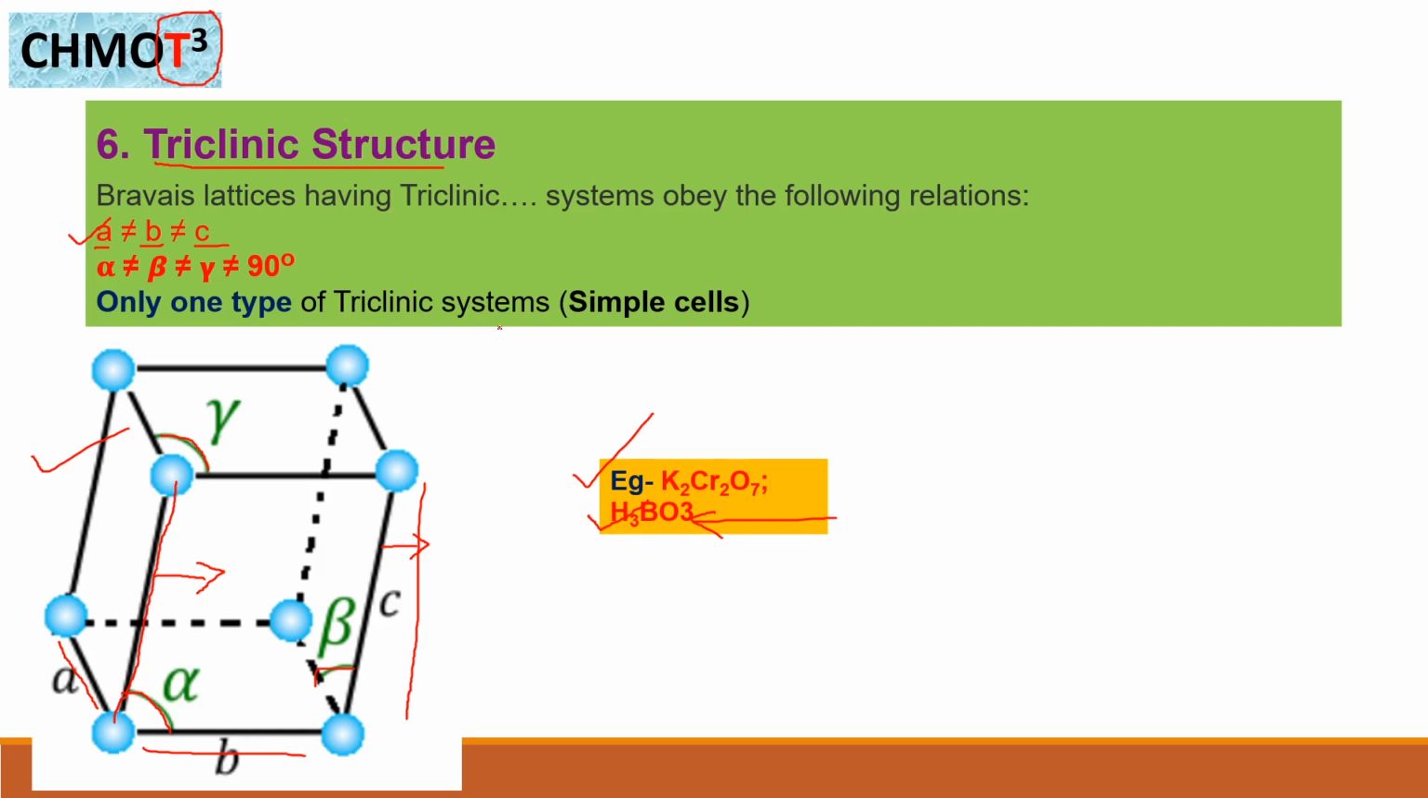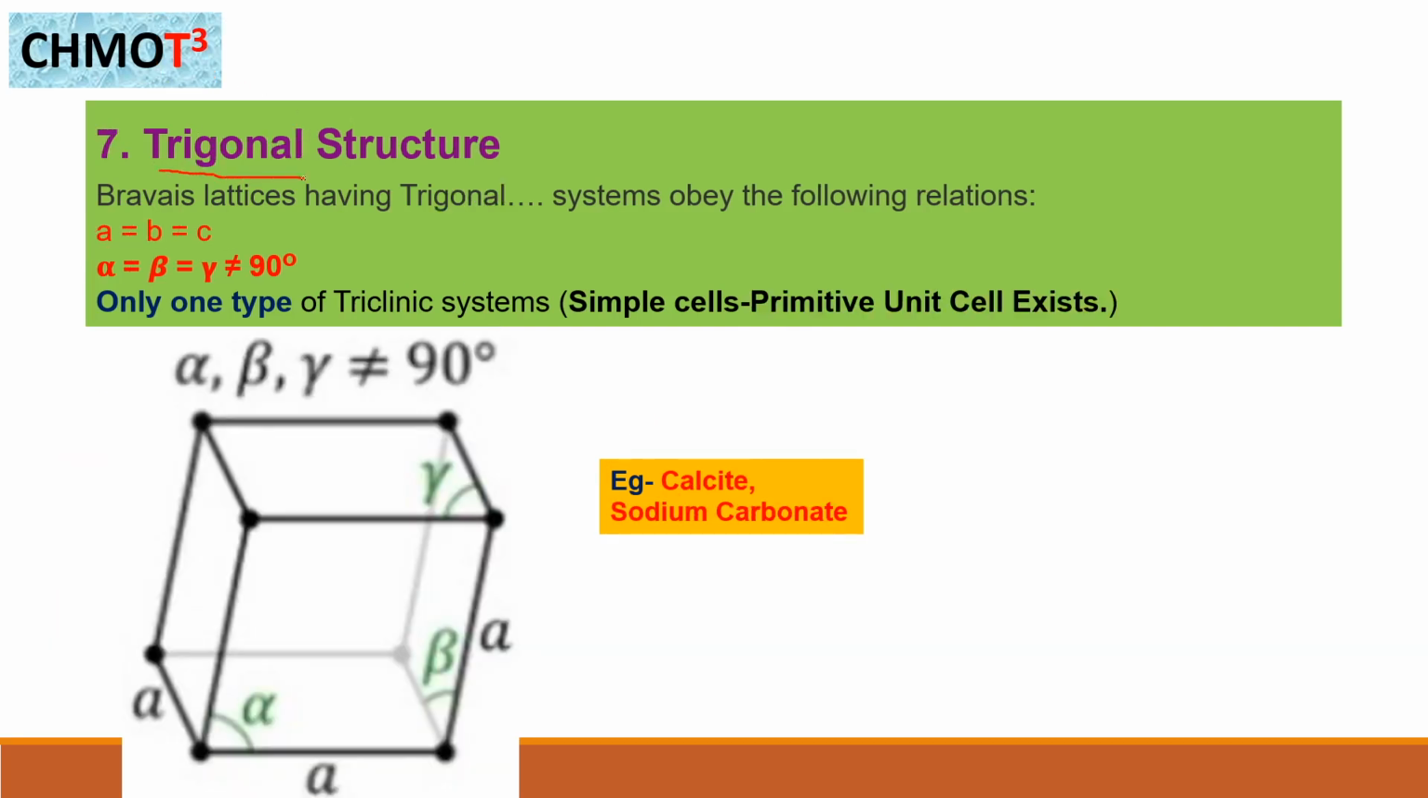Now let us look at the seventh type, that is the last type, trigonal structure. The Bravais lattice having trigonal structure obeys this following relation, and the trigonal structure shows lengths A is equal to B is equal to C. We can say this is the A, this is the B, by mistake this was written differently here, this is the B, and this is the C. This length is similar in all three directions, means A is equal to B is equal to C.